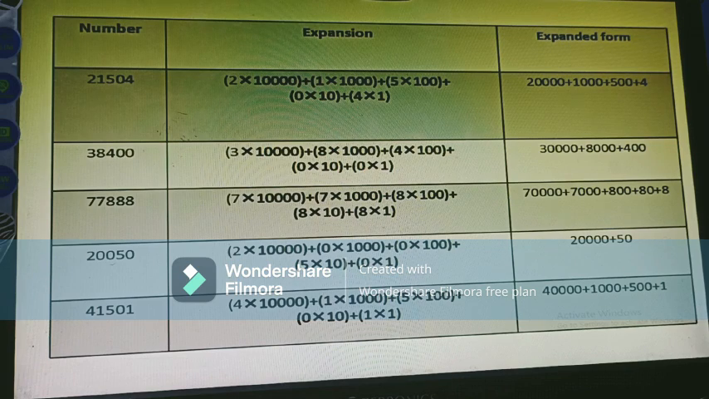Understand, children? This is the expansion form and the expanded form. Do this sum in your textbook, page number 5.